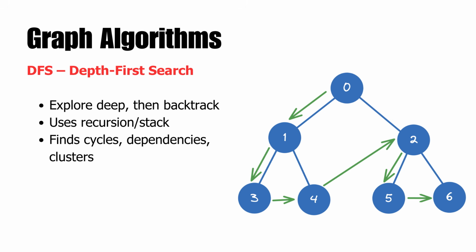DFS is typically implemented using recursion or a stack. We start at the initial node, mark it as visited, and recursively visit all unvisited neighbors. This naturally handles backtracking. When a node has no unvisited neighbors, we automatically return to the previous node.